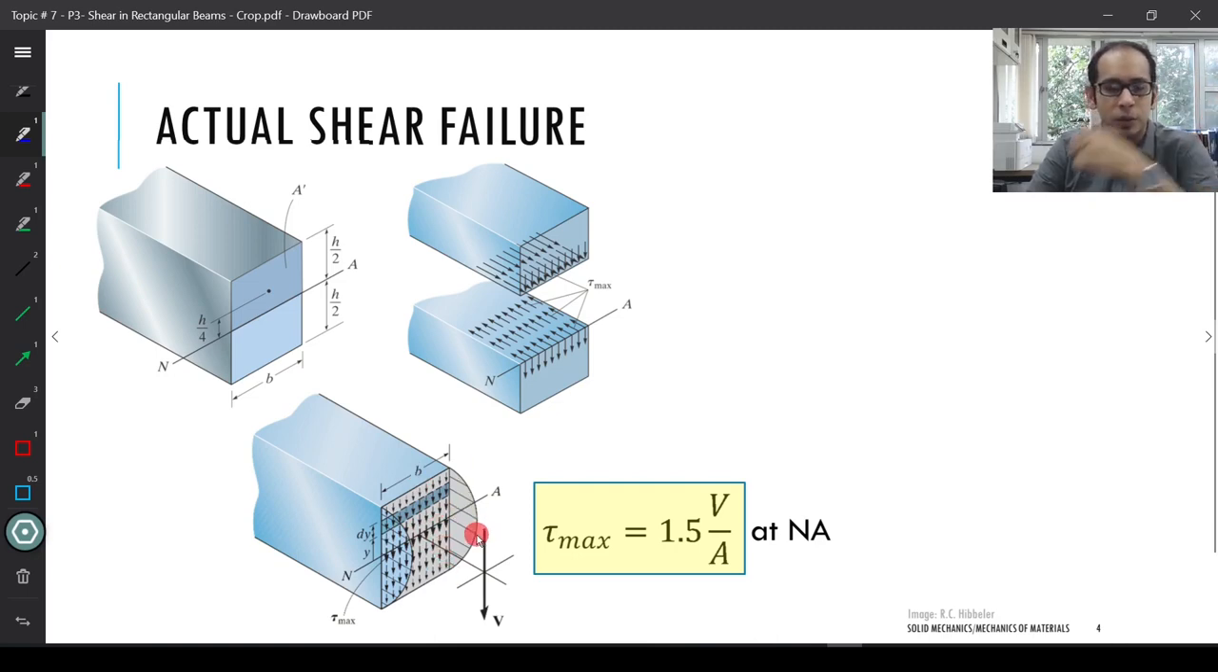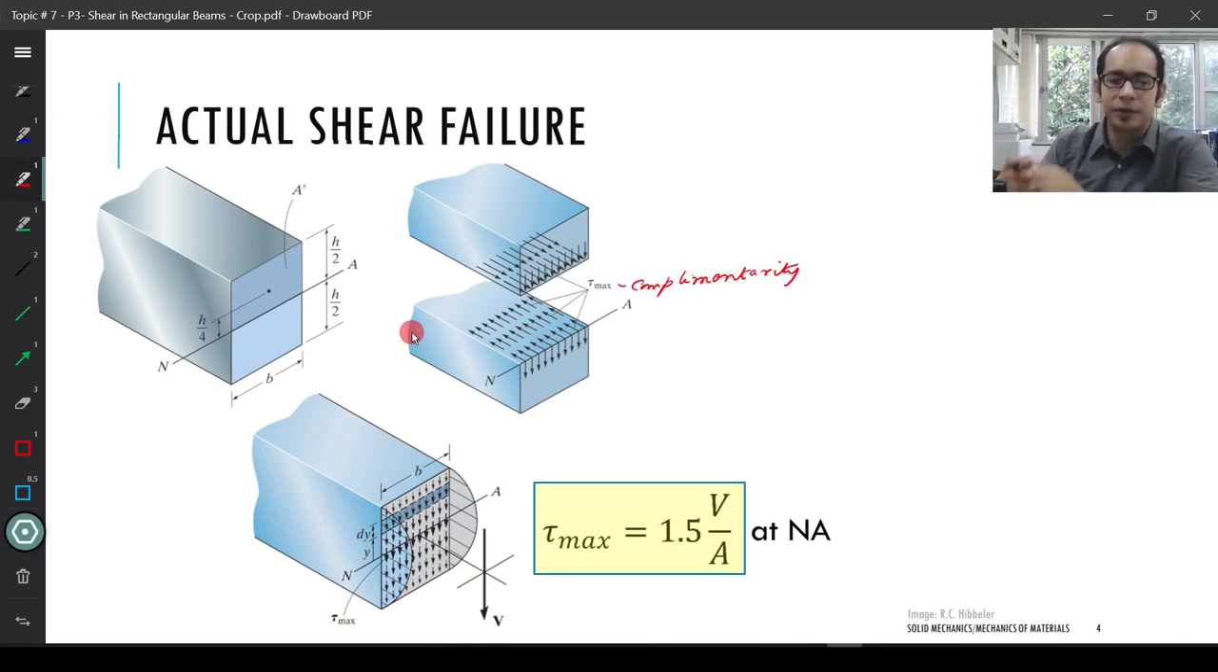Now coming to that central line over here, because of complementarity, remember at the neutral axis, if this is my tau max over here, I have a complementary shear, so this is from complementarity, as a result of which you have an equal shear which is going along this longitudinal axis over here.